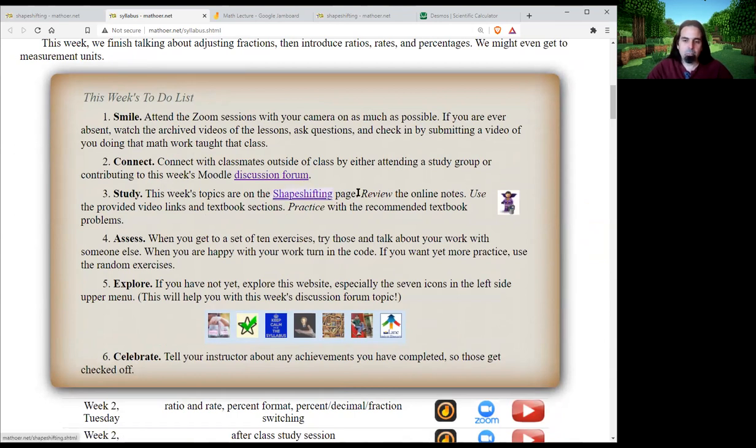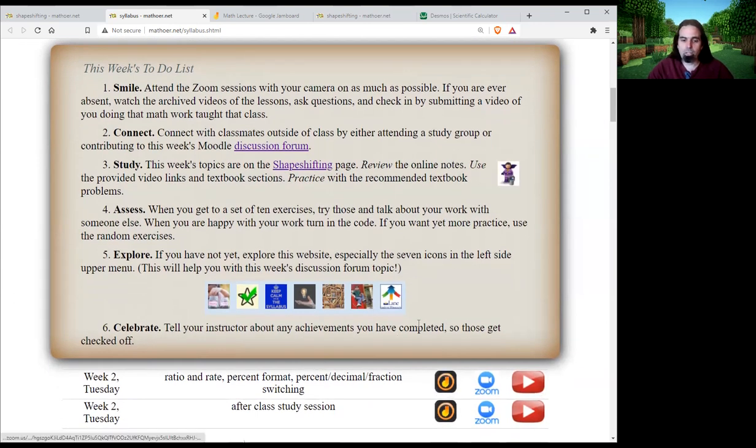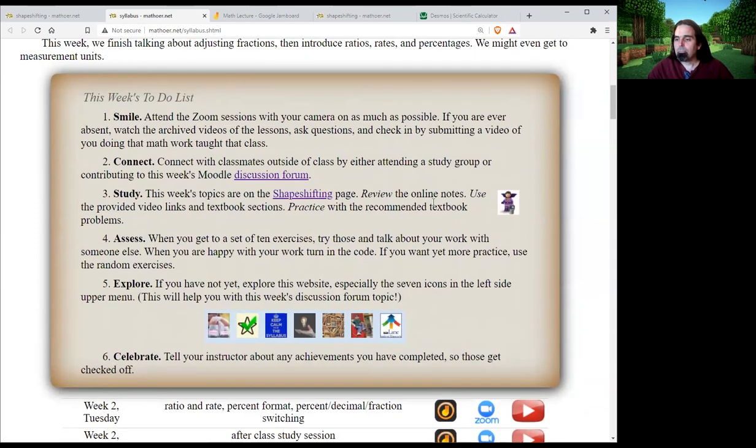We're still on the shape-shifting page, so review the notes after class. Use the video links and textbook sections. Once you get the textbook, practice with those problems. When you get to the 10 exercises, try those. You've been very good about that. Thank you, all of you. If you want yet more practice, use the random exercises and explore the website if you haven't yet. Also check in and tell me which achievements to check off. And then you get the recordings. So that's our thing.